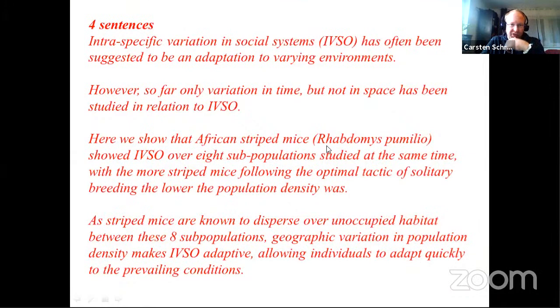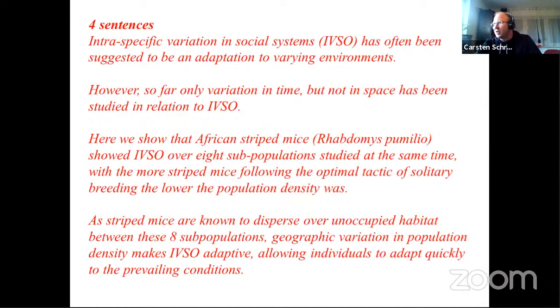Here, we show that African striped mice showed IFSO over 8 subpopulations studied at the same time, with the more striped mice following the optimal tactic of solitary breeding, the lower the population density was. So that's the main result, and the conclusion. As striped mice are known to disperse over unoccupied habitat between these 8 subpopulations, geographic variation in population density makes IFSO adaptive, allowing individuals to adapt quickly to the prevailing conditions.